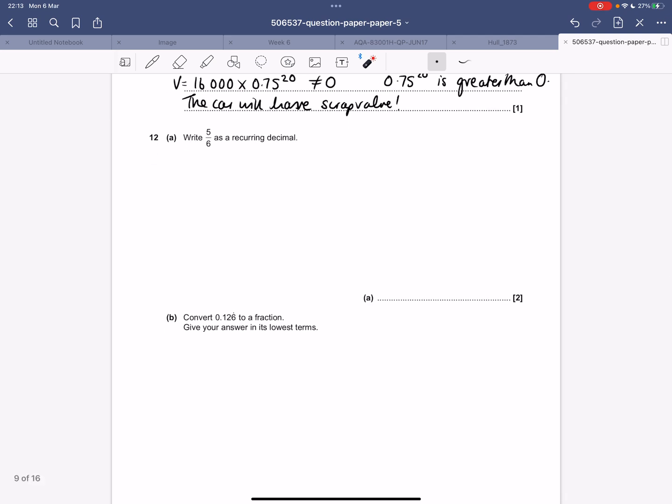Right, 5 divided by 6 as a recurring decimal. You might know this off by heart, but if not, write it like this and that should give you a clue. It's 6 into 5, and you put the 5 and then a decimal point and some zeros. So there's 0 remainder 5, 6 into 50 goes 8 remainder 2, 6 into 20 goes 3 remainder 2, and look, there's your recurring part. So it's going to be 0.8 and it's the 3 that's recurring.